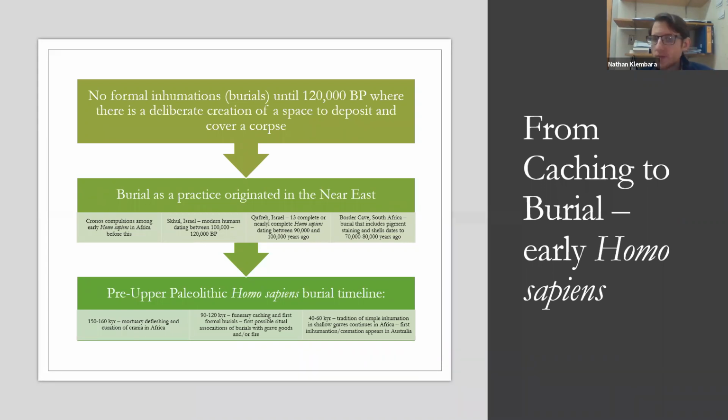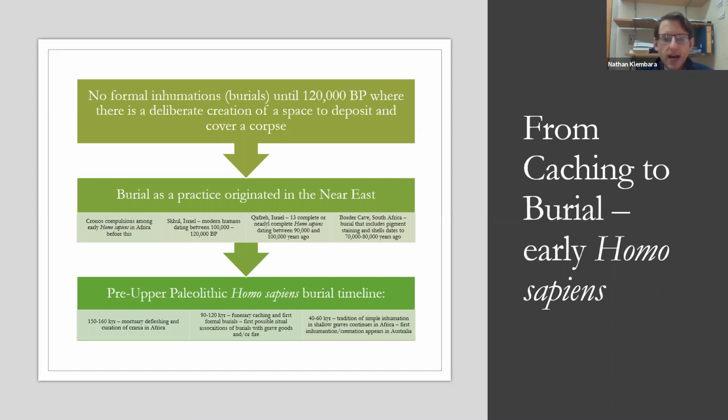We also have more human burials in Qafzeh in Israel, where we have 13 complete or nearly complete Homo sapiens dating between 90,000 and 100,000 years ago. And then our first evidence of human burial in Africa comes from a site of Border Cave in South Africa. And that burial dates to about 70 to 80,000 years ago, right?